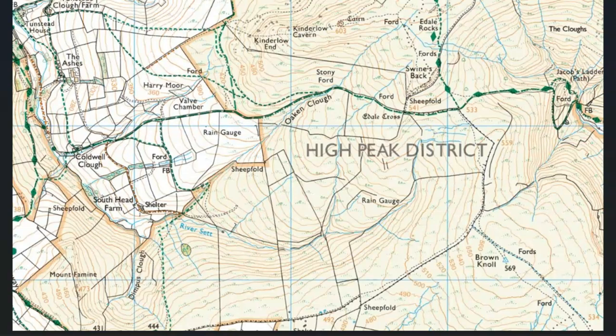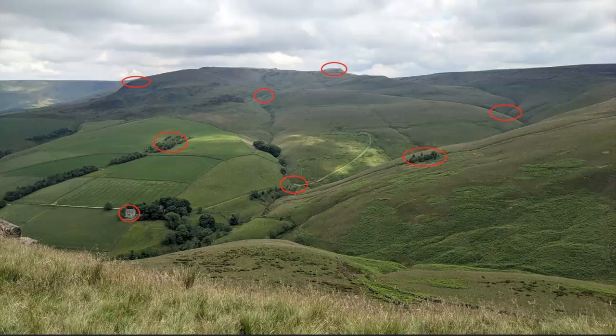The map that we're using is the Ordnance Survey 1 to 25,000. So let's have a look at that photograph. To have a look at the main features, what I'll do is just look at the photograph without the red circles on to start with, so we're not getting distracted. Okay, what can we see?